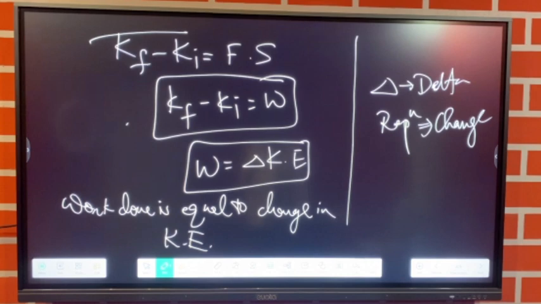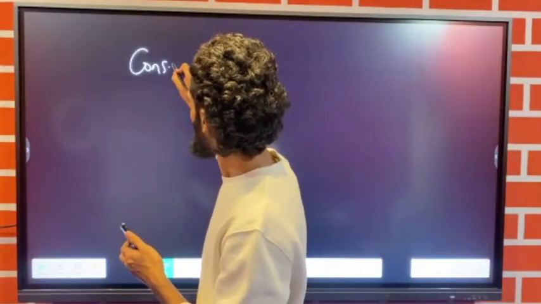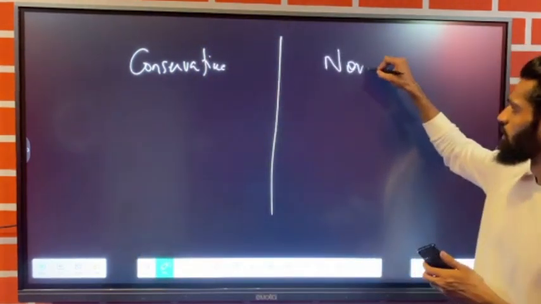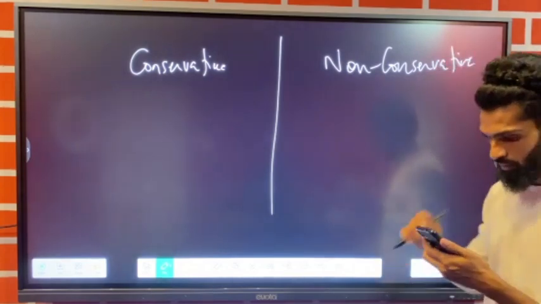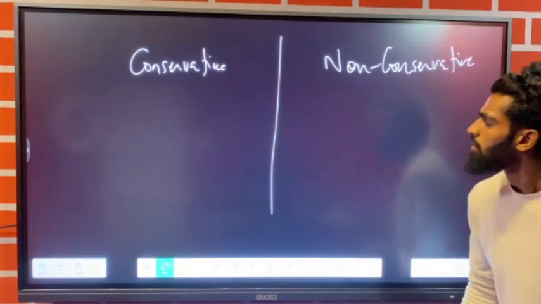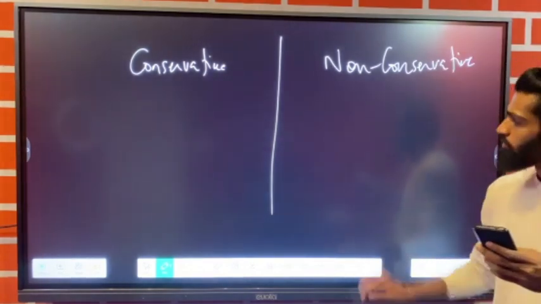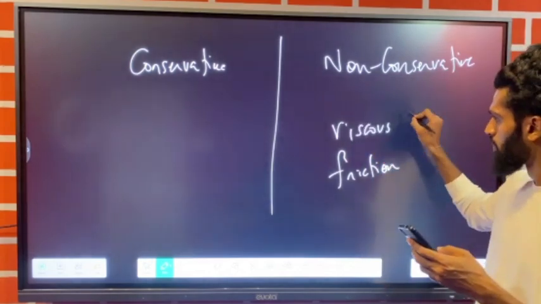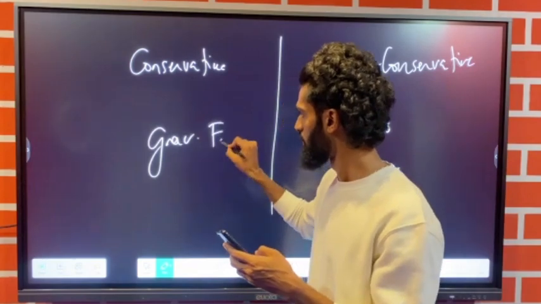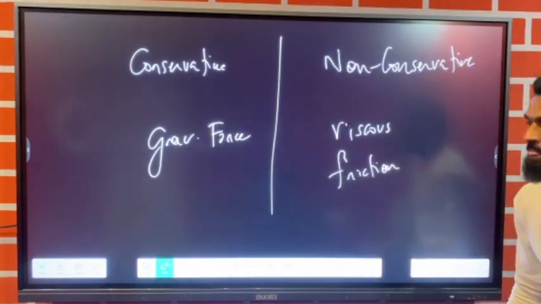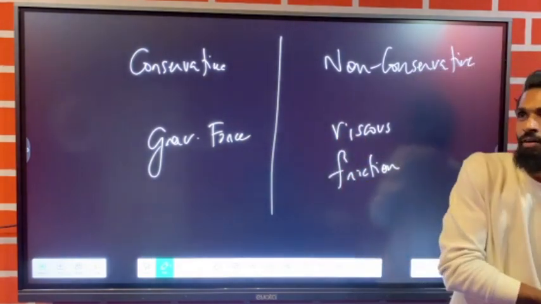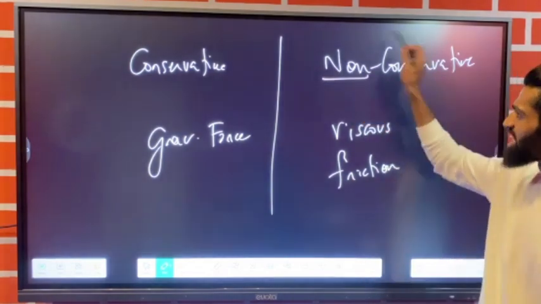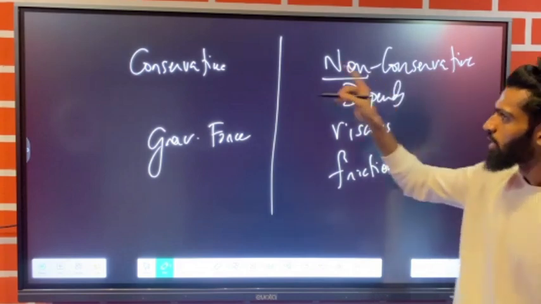Guys, write one important thing I'll tell you. The difference between conservative force and non-conservative force. This is important. Okay, listen. These two things are kind of ironic. Non-conservative means it depends on something. Conservative means it does not depend.